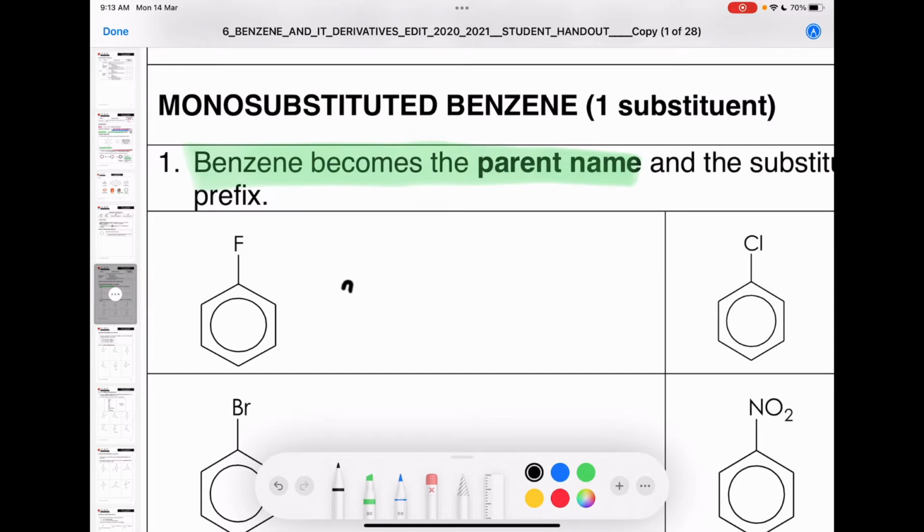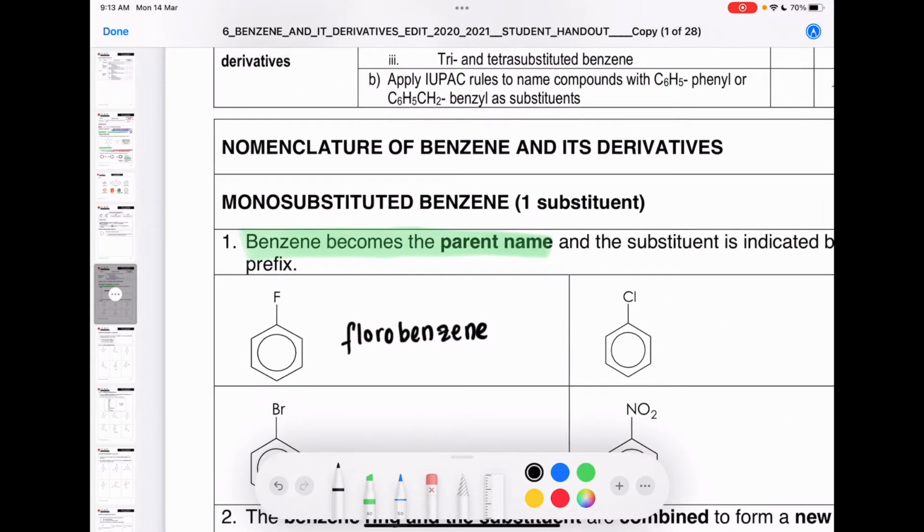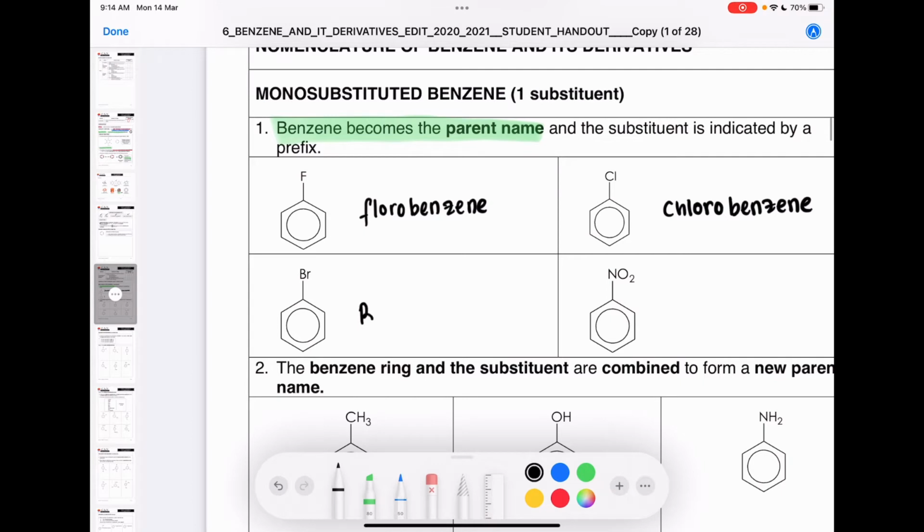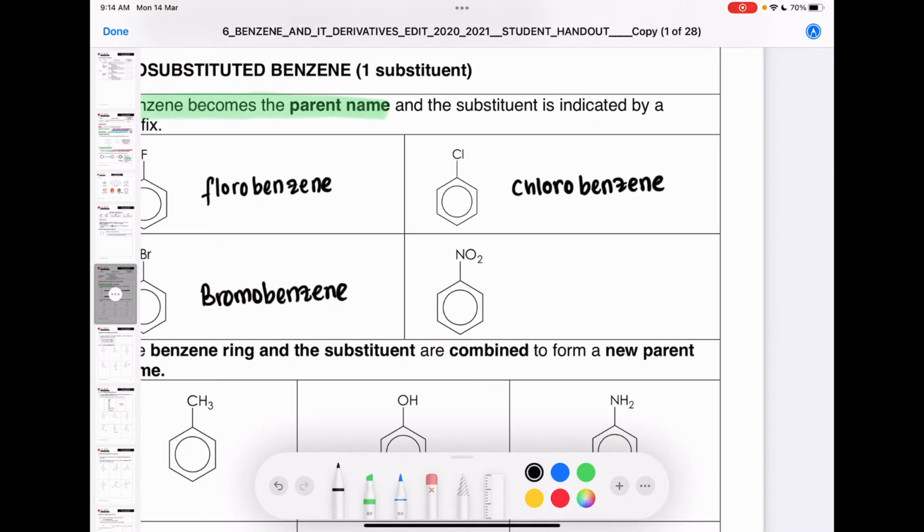this one will be named as fluorobenzene. So this one is also easy. This one will be named as chlorobenzene. This one will be named as bromobenzene. And this one we will name as nitrobenzene. Easy, right? So NO2 we name it as nitro. Very easy.